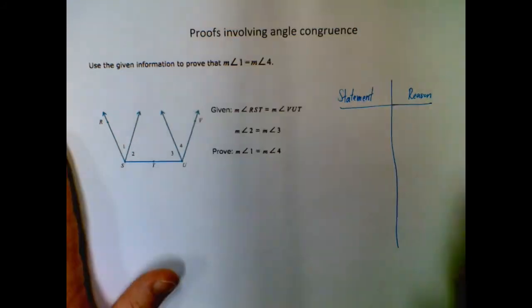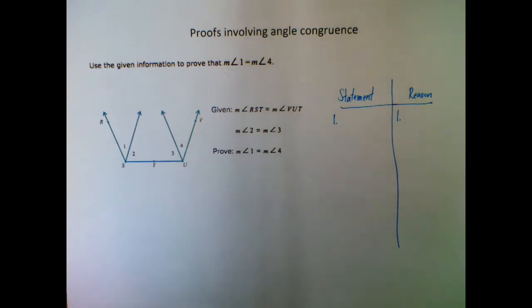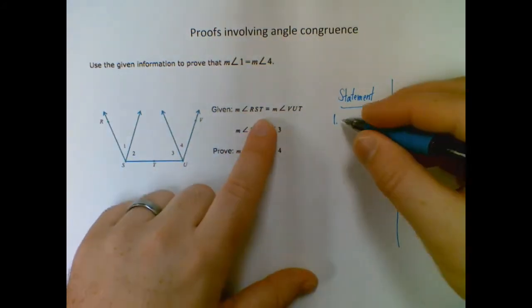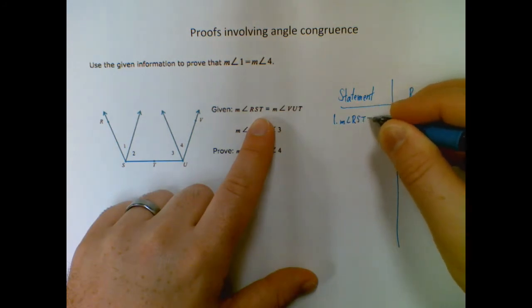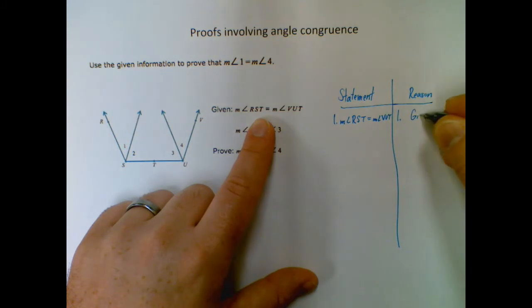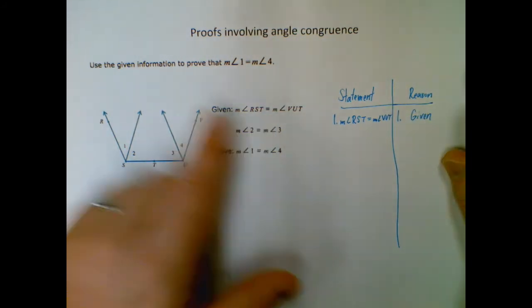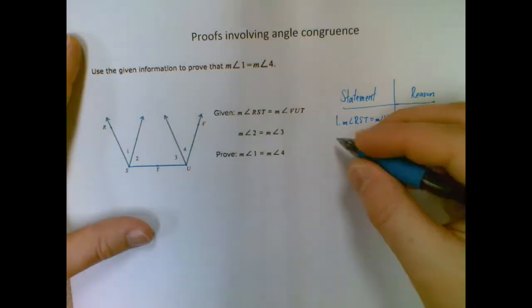We usually want to start with the givens, so I'm going to start with my first given. The measure of RST is equal to the measure of angle VUT, because that's given. It's one of my two given statements. So what can I do with that, though?